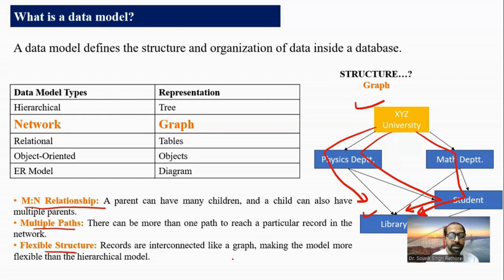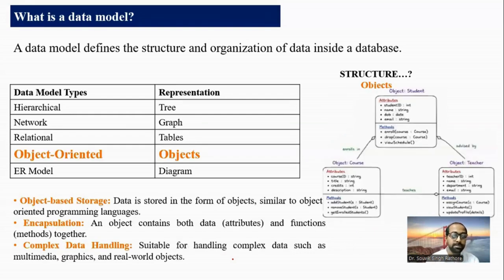Next, we move to the object-oriented data model. The object-oriented data model stores the information as objects, similar to object-oriented programming languages like Java or C++. The object contains both attributes as well as methods. These attributes represent the data, while the methods represent the operations that can be performed on that data.